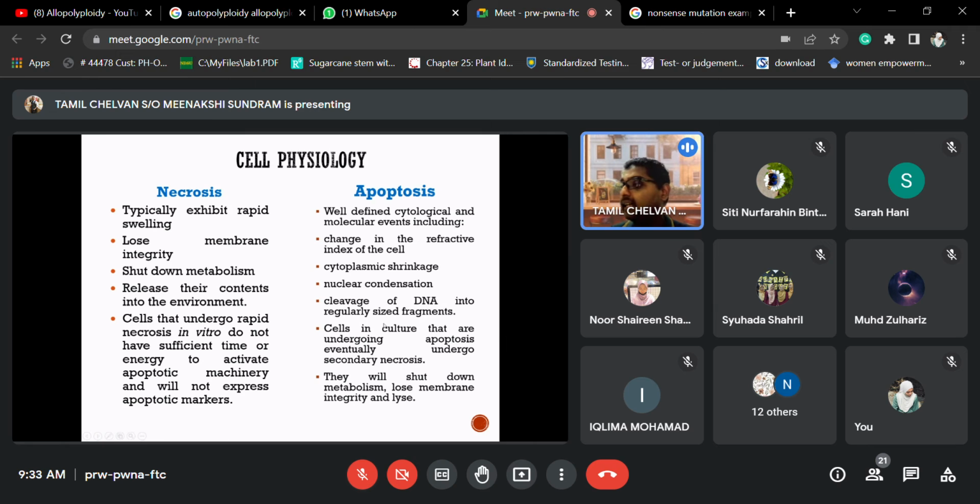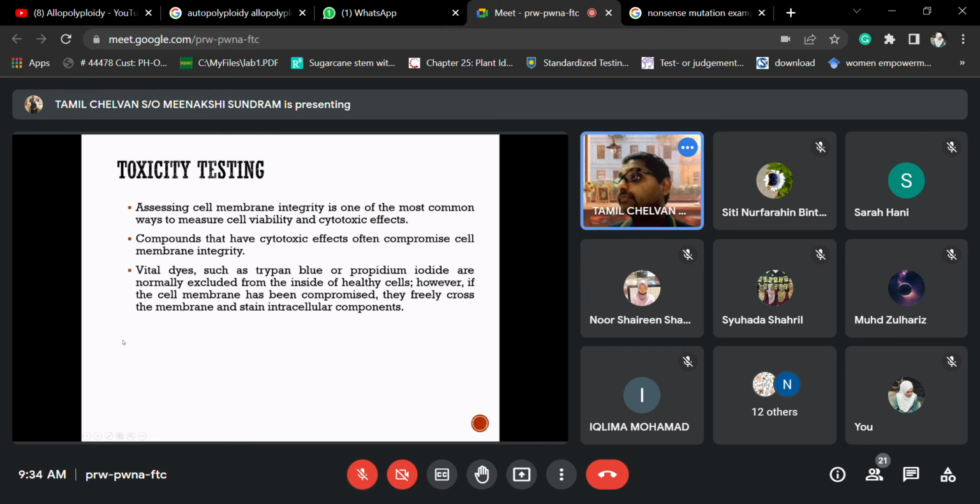Cells in culture that are undergoing apoptosis eventually undergo secondary necrosis. They will shut down metabolism, lose membrane integrity, and lyse. Okay, that is the difference lah. Apoptosis is more like a well-programmed kind of cell death. Necrosis is suddenly happening due to the dosage. Both also can be due to the dosage, but apoptosis is more planned lah.